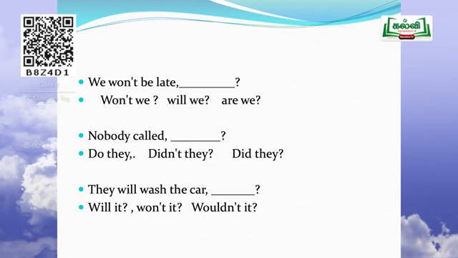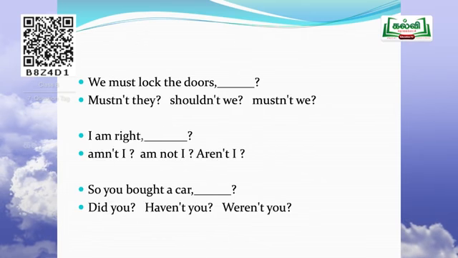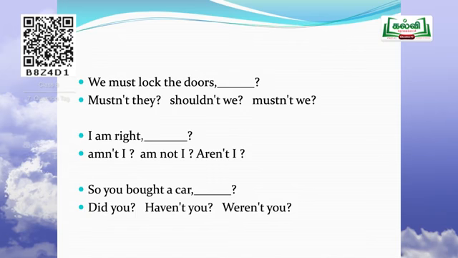They will wash the car. What is the tag? They will wash the car, won't they? Good. We must lock the door. What is the tag? Mustn't we?